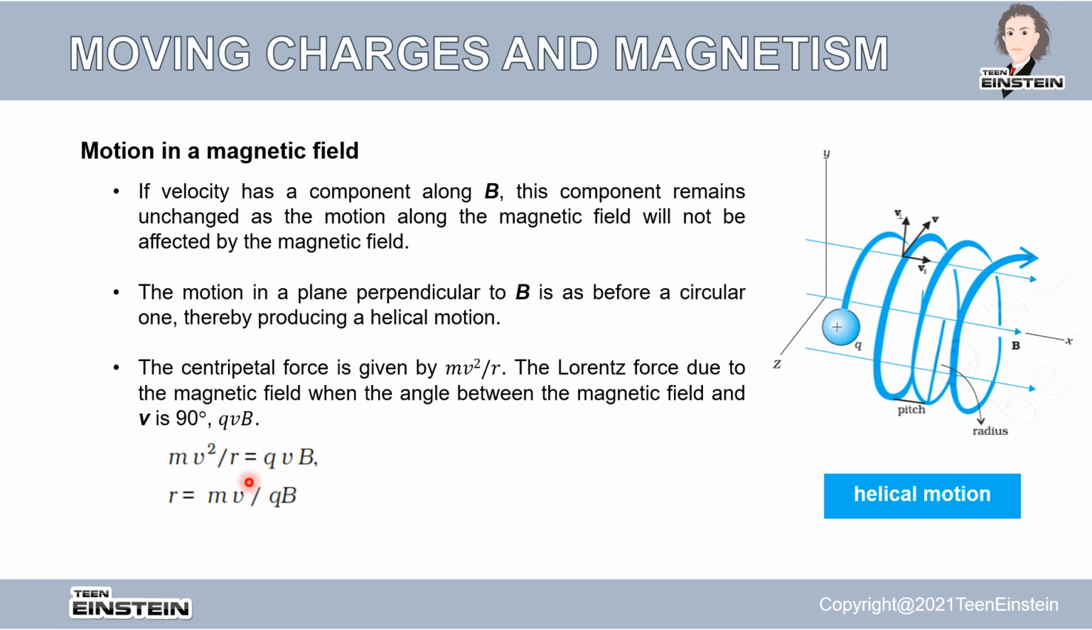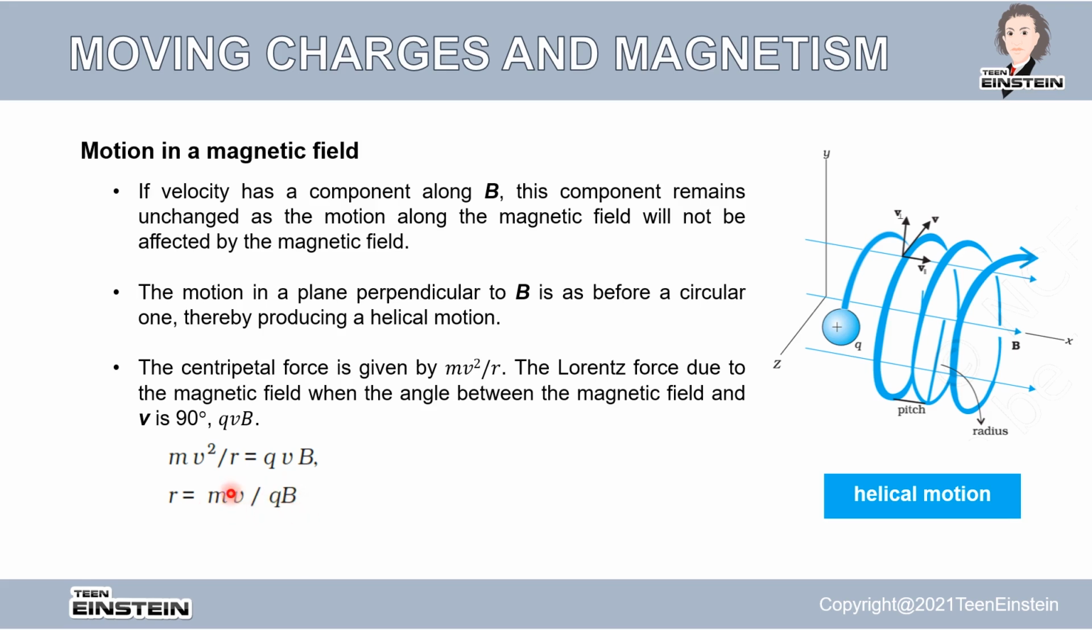Let's rearrange this equation. Let's cancel v on both sides. Then take r to the left hand side. Then you get r equals mv by qB. The beauty of this equation is you can decide what will be the radius of this circular motion. You know that a charged particle moving in the presence of a magnetic field makes a circular motion. You can decide the radius of the circular motion by controlling the magnitude of the magnetic field.